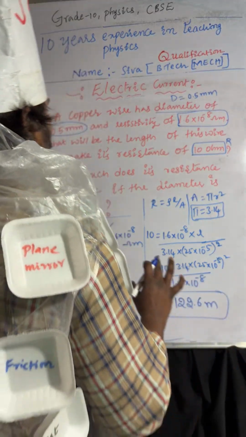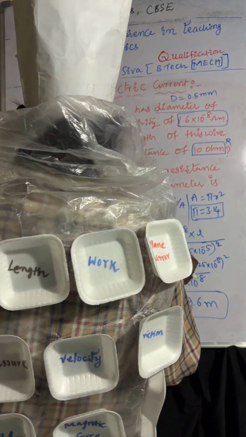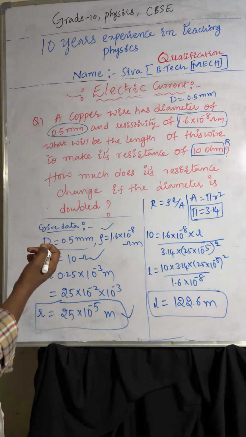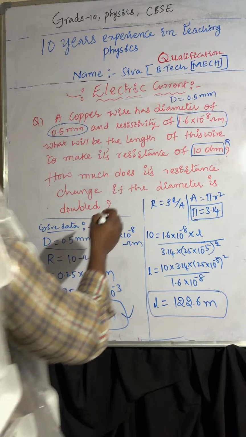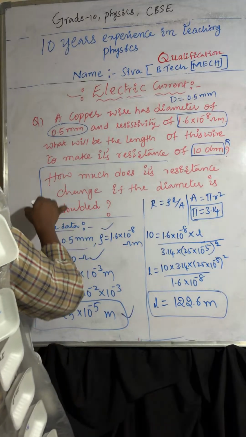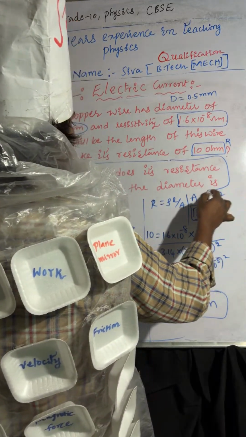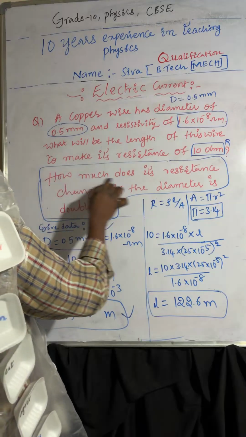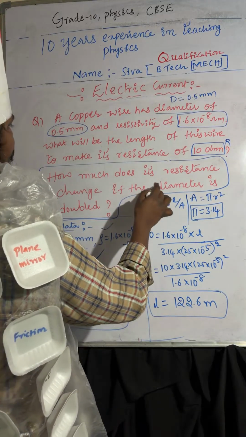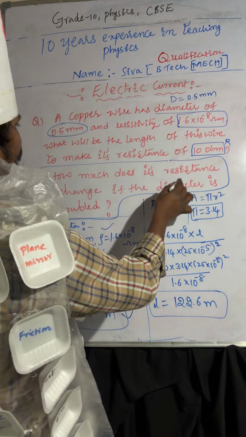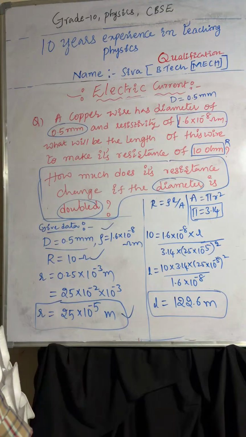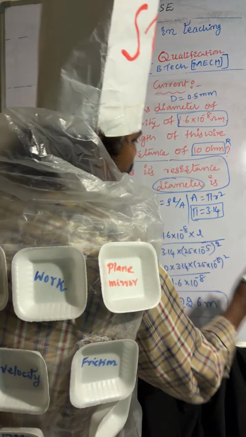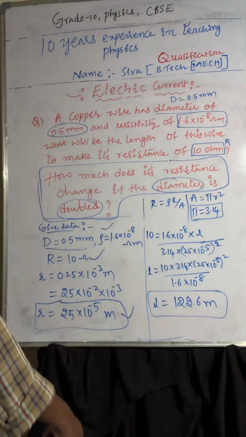So now we have to find out resistance. R2 we have to find out. This is the second question. Only one question we did. This is the second question. That is, how much does the resistance change if the diameter is doubled? If the diameter is doubled, how much is it changed? So that we have to find out. Understood or not?